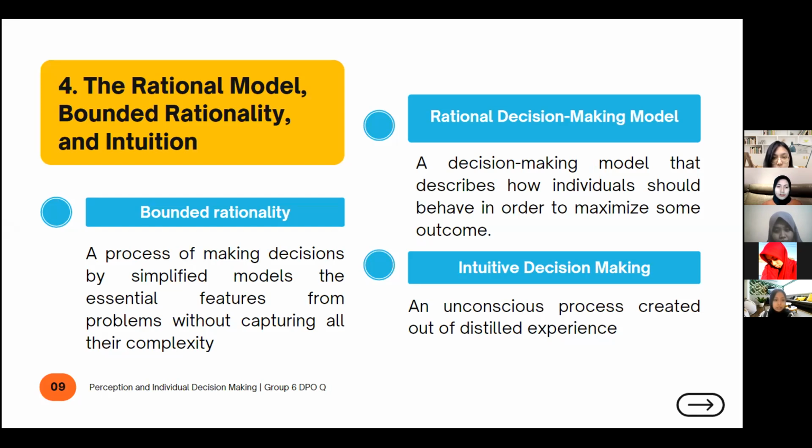Next point, the rational decision making model is a decision making model that describes how individuals should behave in order to maximize some outcome. Last point, intuitive decision making occurs outside conscious thought, relies on holistic associations or links between disparate pieces of information, is fast, and is affectively charged, meaning it engages the emotions. Next.